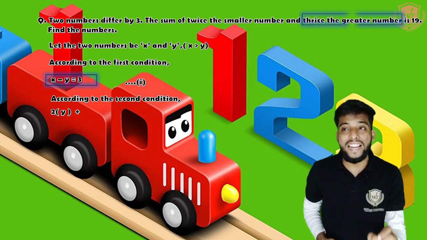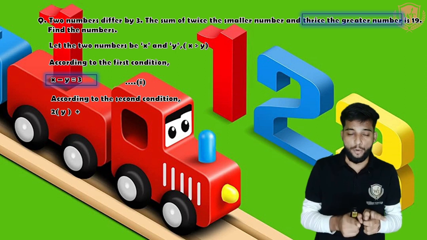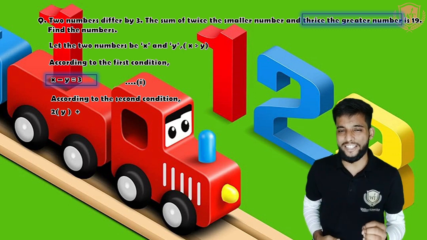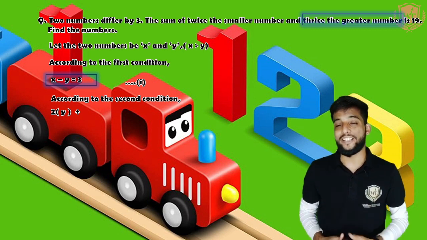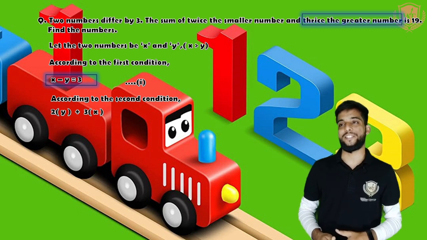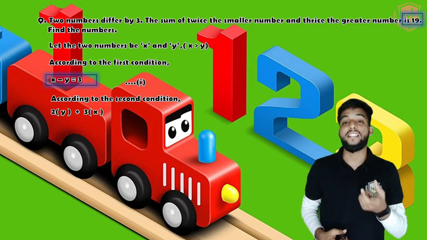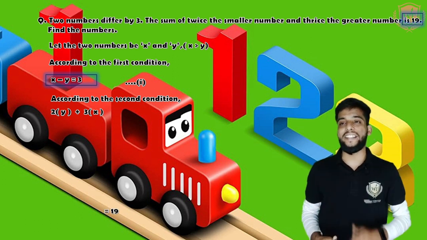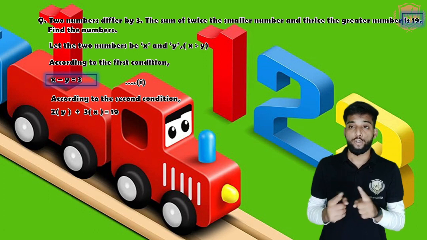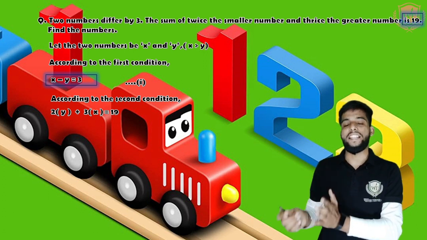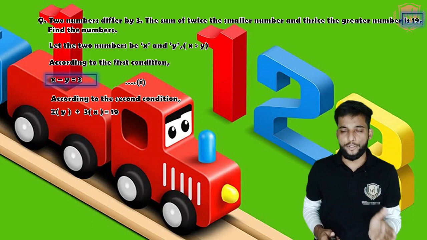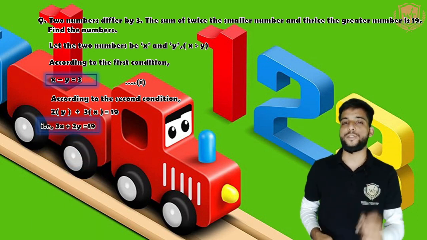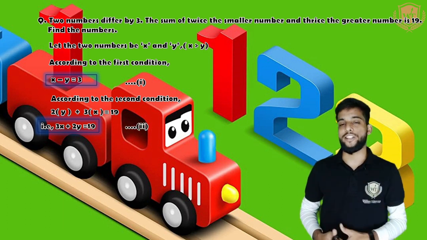उसके बाद thrice the greater number, students. The sum of twice the smaller number and thrice the greater number. The greater number is x. So thrice the greater number मतलब it will become 3x. Perfect, students. And the last part is 19. Is मतलब आ गया equals to का sign, and 19 तो मतलब is equal to 19. So this is how we frame an equation from the given statement. So we have 2y plus 3x equals to 19. Let us write down in our standard form 3x plus 2y equals to 19, equation number 2.